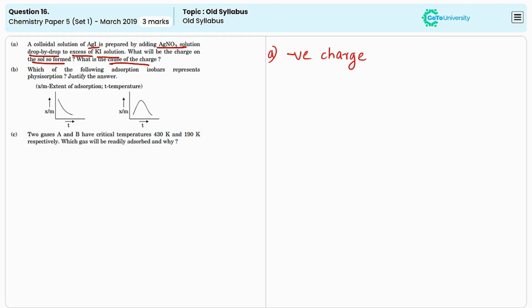For predicting the charge of the colloidal particle, you will get half marks, and for the reason, the other half marks. So the total mark is 1 for the A question.